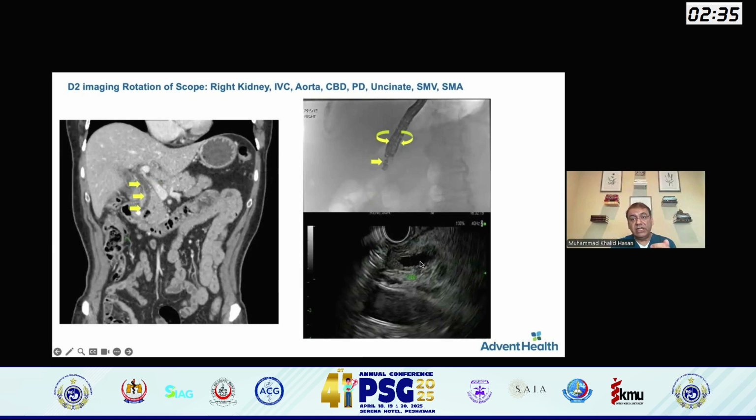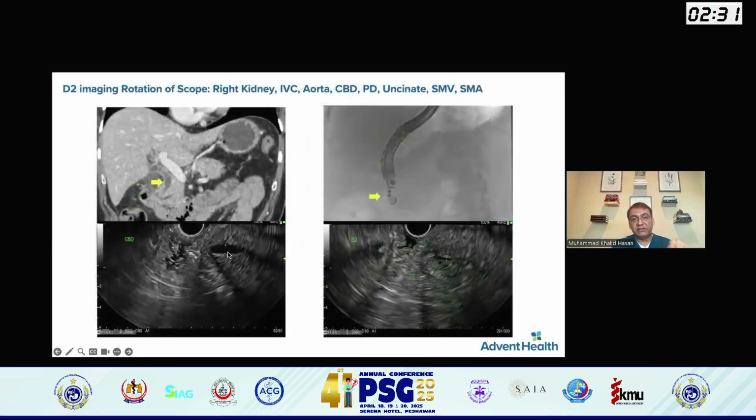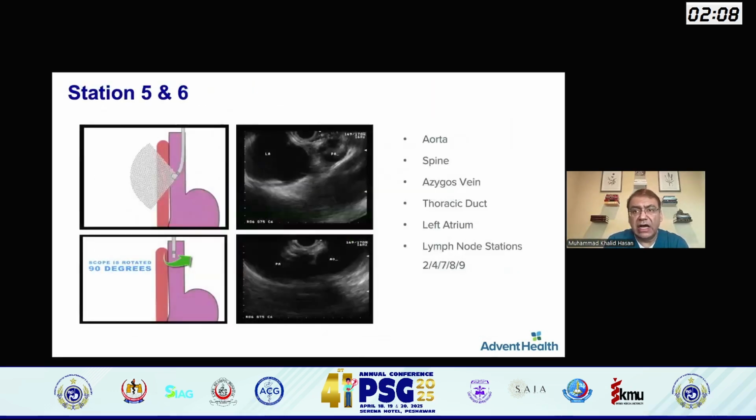First thing you would see is the bile duct. Next thing you would see is the pancreatic duct. If you rotate further, that would be your uncinate process. You have not seen the uncinate process completely until you see the mesenteric vessels, which are going to be right here, the superior mesenteric vein and superior mesenteric artery. So that's how you do the examination there.